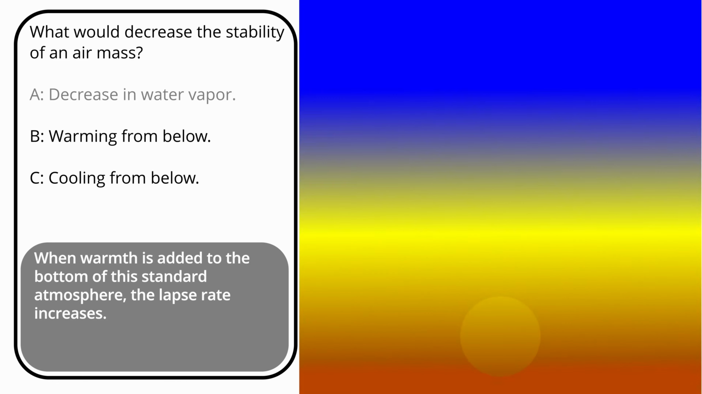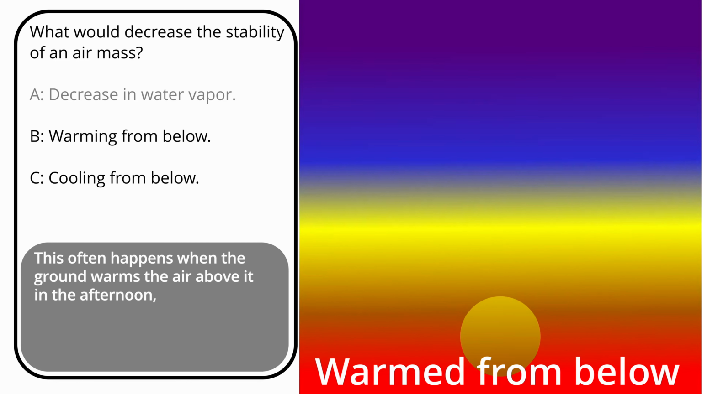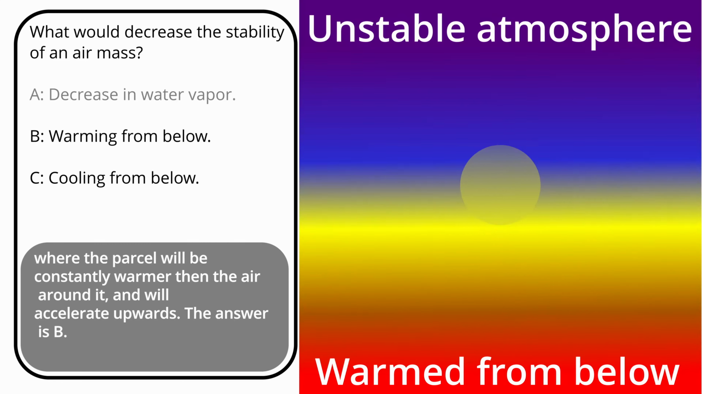When warmth is added to the bottom of this standard atmosphere, the lapse rate increases. This often happens when the ground warms the air above it in the afternoon, or when a cold Arctic air mass moves over the warm Great Lakes. This sets up a situation exactly like the unstable illustration earlier, where the parcel will be constantly warmer than the air around it and will accelerate upwards.